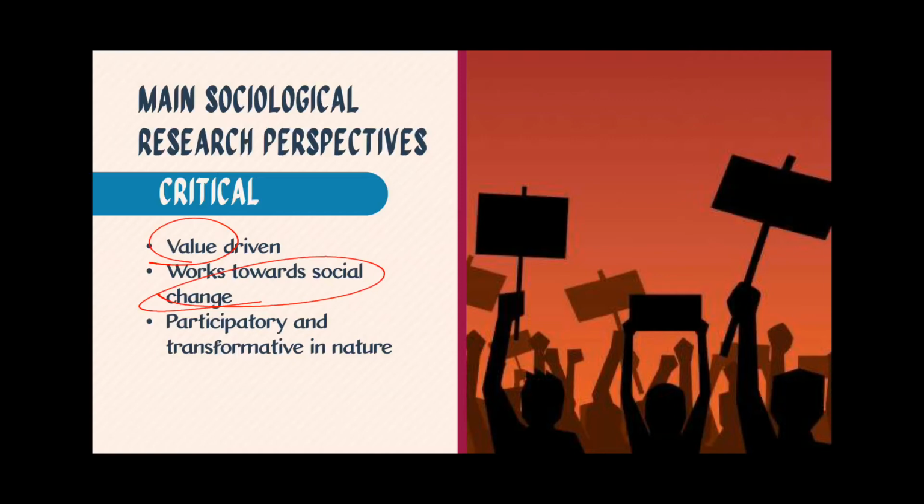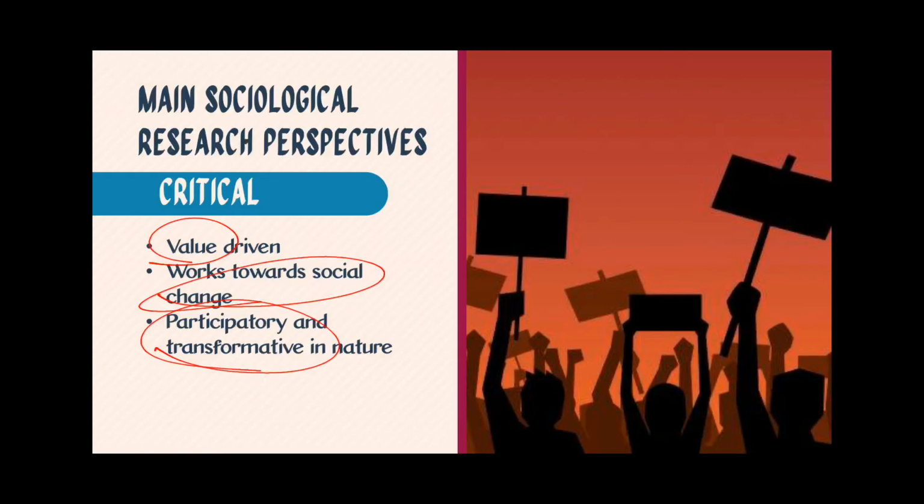And also, critical research can be participatory and transformative in nature, meaning that the research problem or the research objective is not solely set by the researcher but also collaborated on with the people that the researcher wants to help. So for example, in community-based research, instead of the researcher saying that this is what we will find out because this is what I think you need, the researcher does not enter with a research project already in mind.